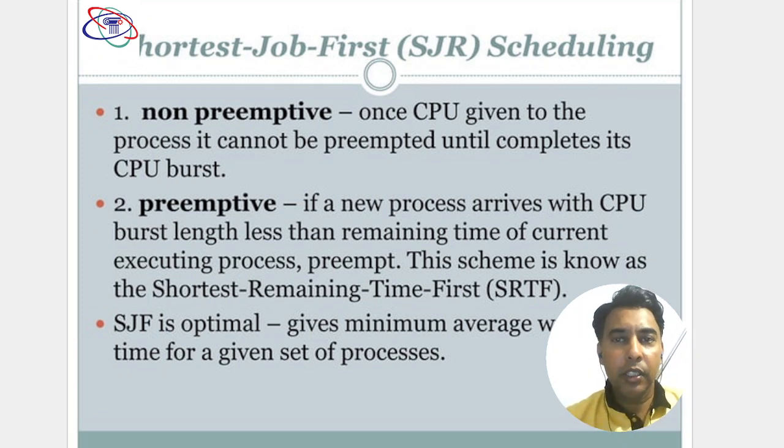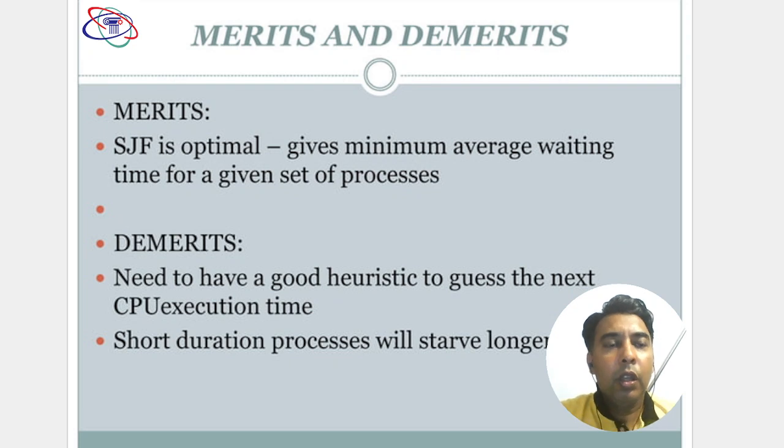SJF executes the shortest job first or shortest job next. What is the shortest job? The shortest job is the process which has the smallest burst time. So what are the merits and demerits of SJF? The biggest advantage of SJF is that it is quite optimal. It gives the minimum average waiting time for a given set of processes.